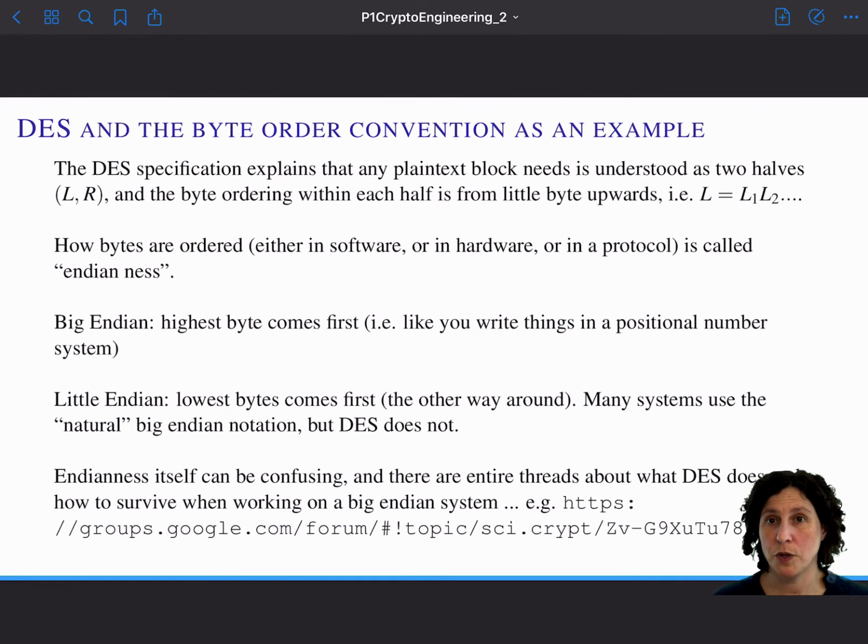And if you want to read a little bit around it, or perhaps just have a little chuckle at the despair that other people had, then you could follow the link that I'm providing you here. This is a quite lengthy conversation by some very senior people within the crypto scene who are discussing what endianness really means in the DES specification and how you should apply it in a real implementation.